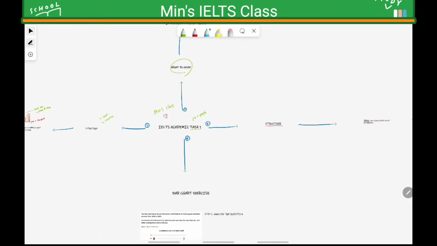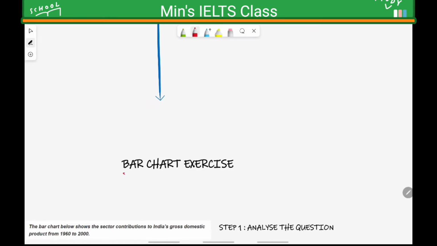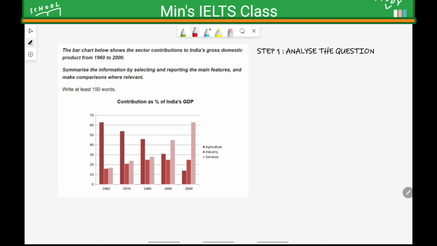Now it's time to actually do a bar chart exercise. Okay, let's look at the question. The bar chart below shows the sector contributions to India's gross domestic product from 1960 to 2000. So we have some important information. First, we have bar chart. And we have sector contributions, and these sectors are: first, agriculture; 2, industry; and 3, services.